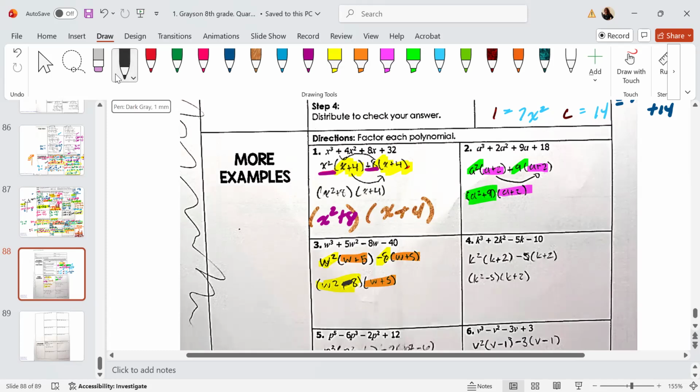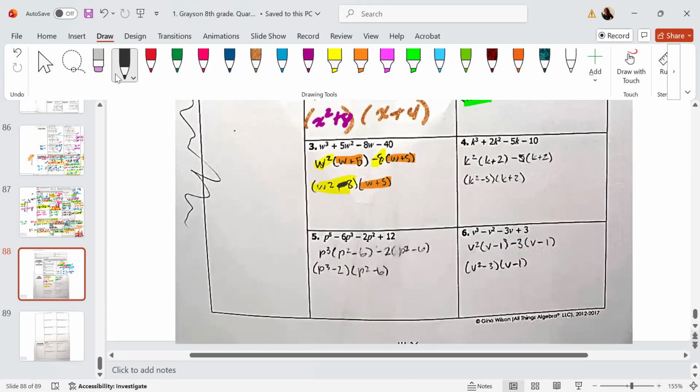All right, everything else looks pretty good. K squared minus 5, good. And then p cubed, good. P squared minus 6, minus 2, p squared minus 6. Good, this looks good so far. Good. V squared, good, minus 3. So the biggest thing is you want to make sure this and this is the same, which it is.